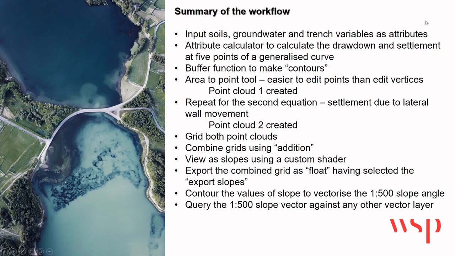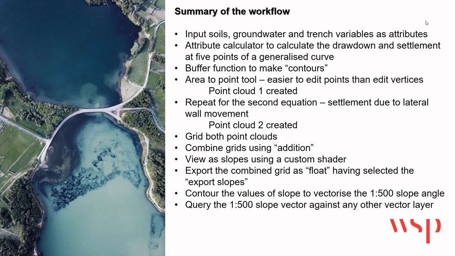So then, a summary of the workflow. We started with our inputs of our soil type, groundwater depth, and trench variables. We included those as attributes along the lines. We use the attribute calculator to calculate the drawdown and settlement at 5 points of a generalized curve.